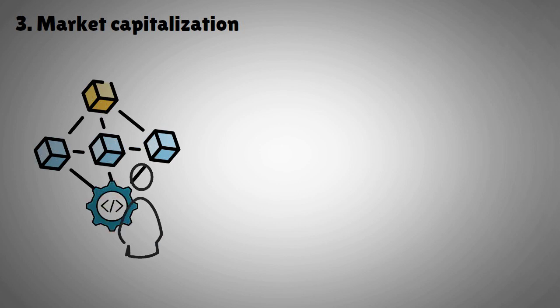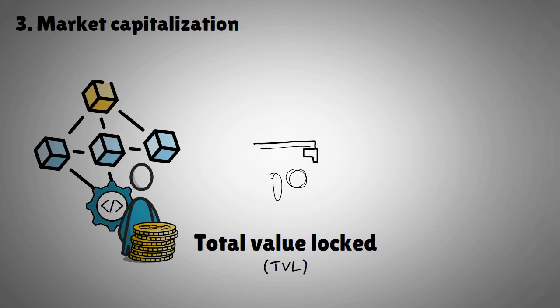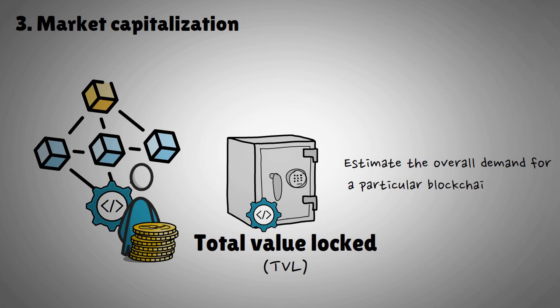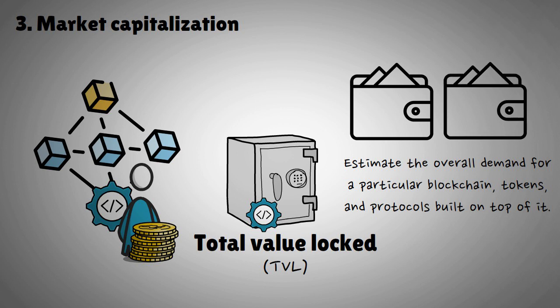Other on-chain metrics investors can refer to identify bullish assets include total value locked, or the TVL, which refers to the total amount of cryptocurrency locked in decentralized finance, or DeFi, protocols. It can be used to estimate the overall demand for a particular blockchain, tokens, and protocols built on top of it. Similarly, the number of active wallet addresses can indicate the usage of a specific cryptocurrency.